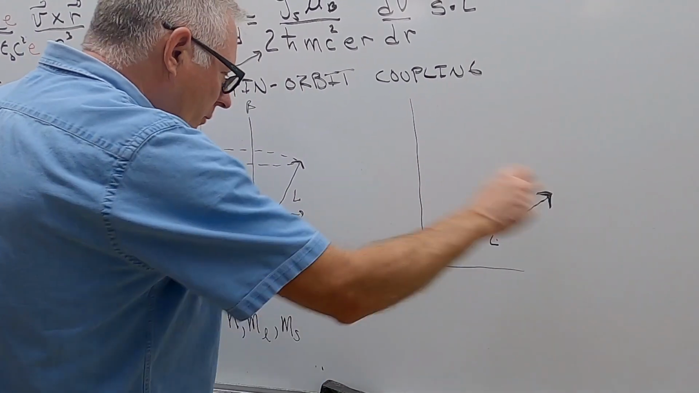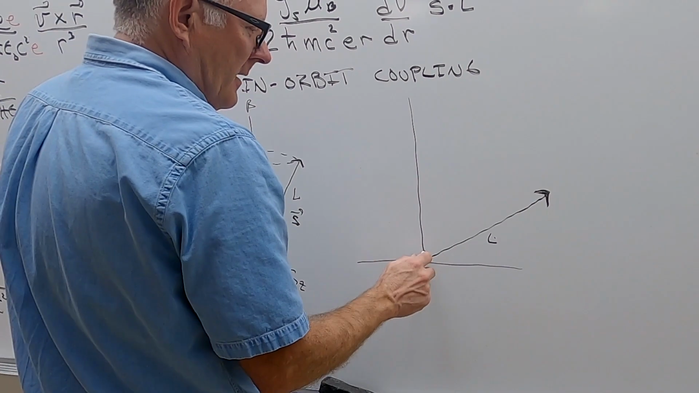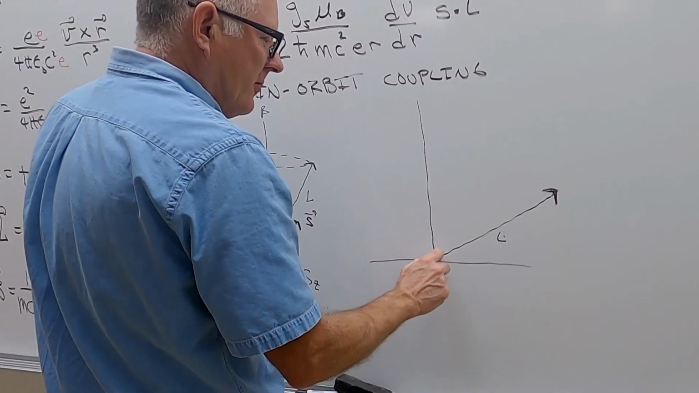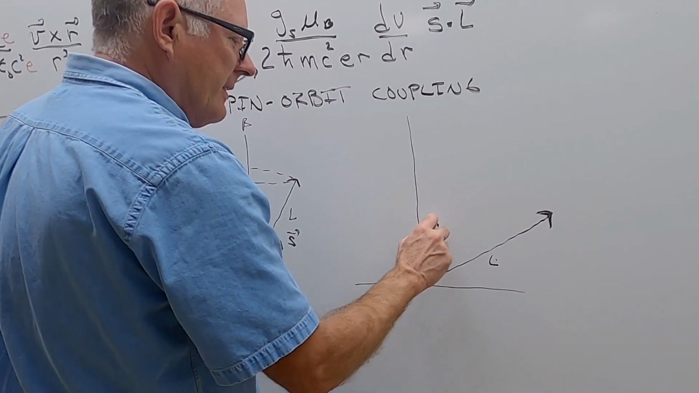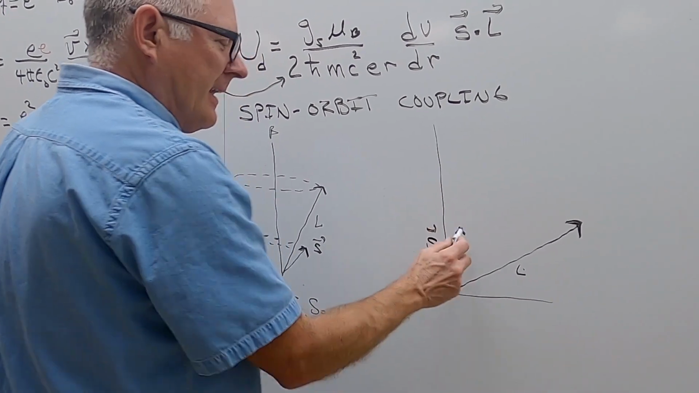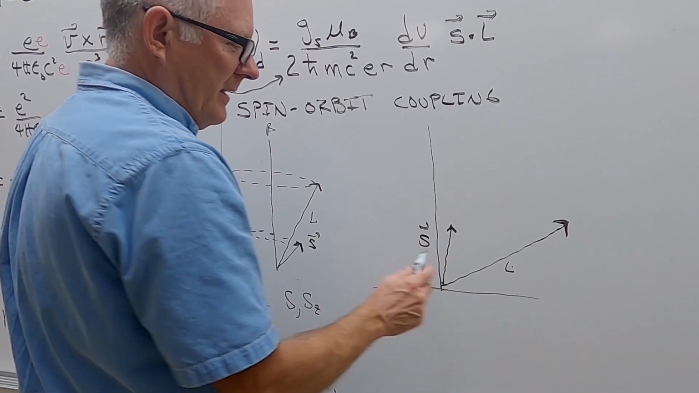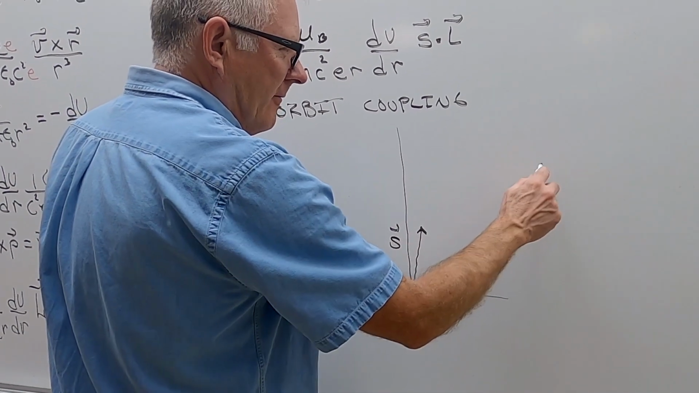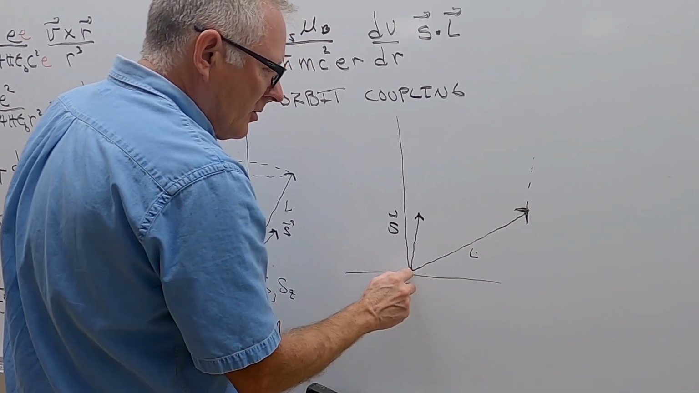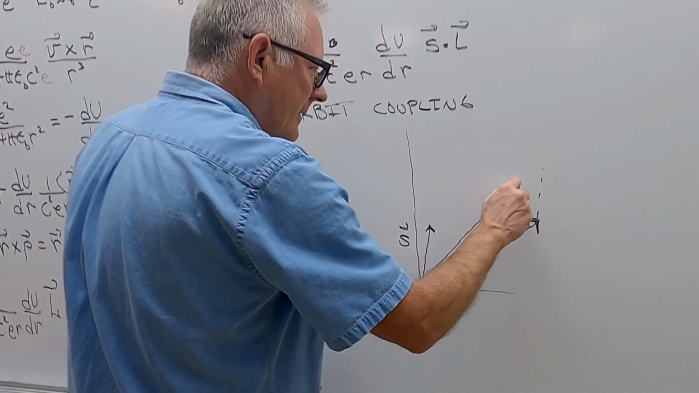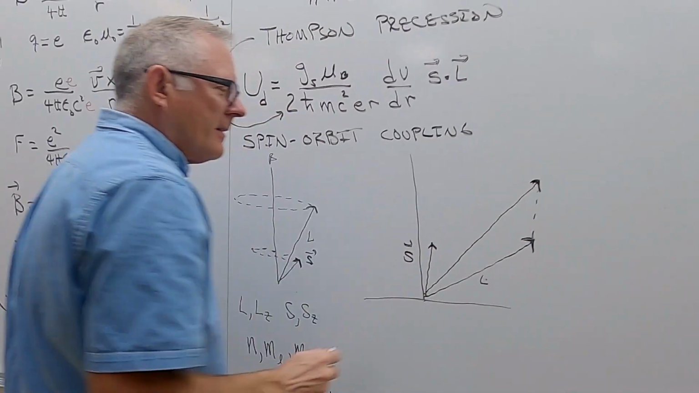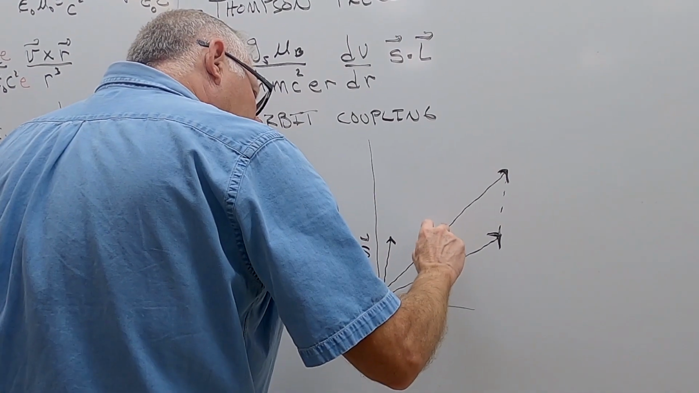And it doesn't go around like it did before. And we also have S. Let's just put S right there. S again doesn't go around like this. If you look at the total angular momentum, if I add this vector onto that vector, the total would be right there. That vector would be L plus S.